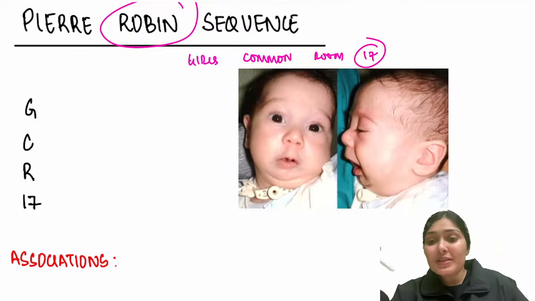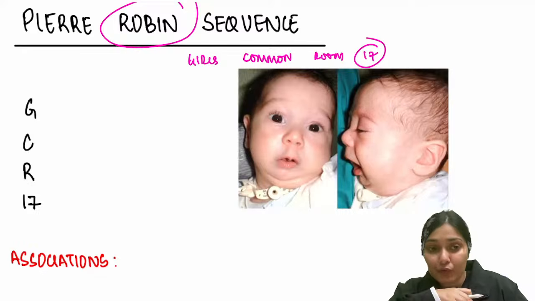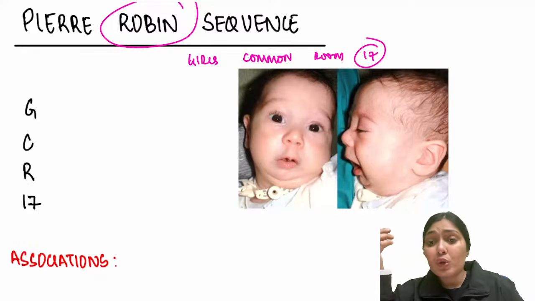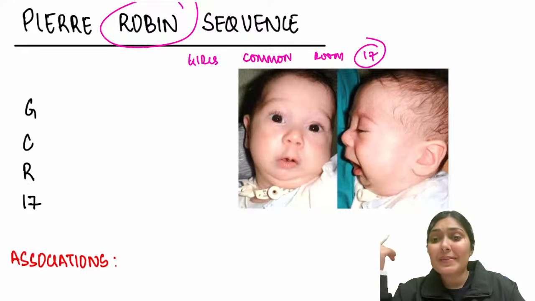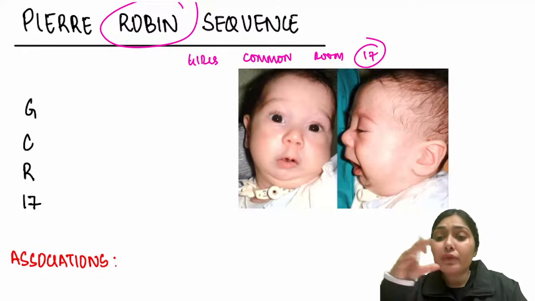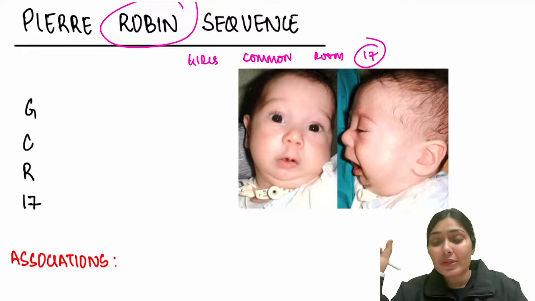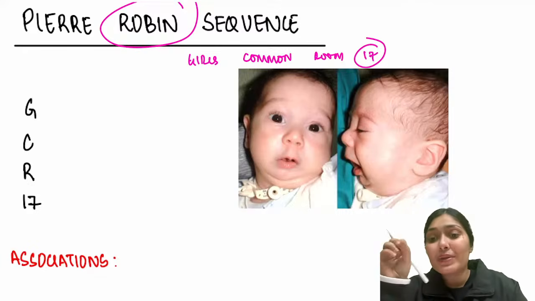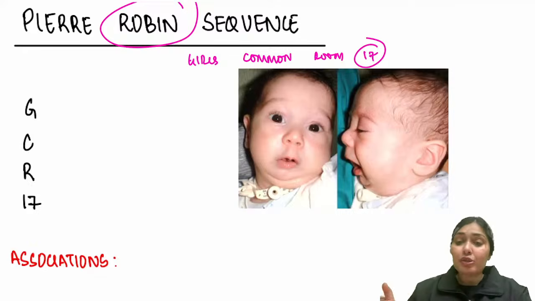Remember, this Pierre-Robin sequence is not a genetic disorder per se. It is associated with different genetic syndromes. So Pierre-Robin sequence can also be seen in fetal alcohol syndrome. It can be seen with Stickler syndrome. So different genetic syndromes can have this sequence. This is not a genetic disorder per se. This is the constellation of features, a sequence that we can appreciate. So girls common room 17.